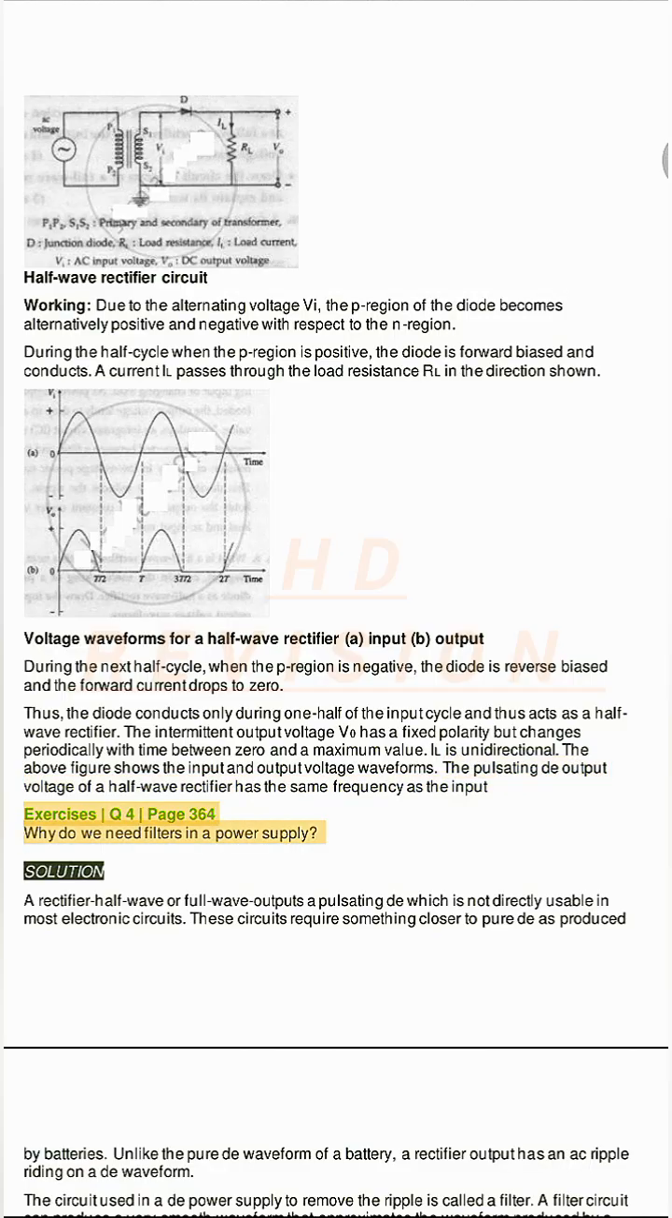Exercises Q4, page 364. Why do we need filters in a power supply? Solution. A rectifier, half-wave or full-wave, outputs a pulsating DC which is not directly usable in most electronic circuits. These circuits require something closer to pure DC as produced by batteries. Unlike the pure DC waveform of a battery, a rectifier output has an AC ripple riding on a DC waveform.